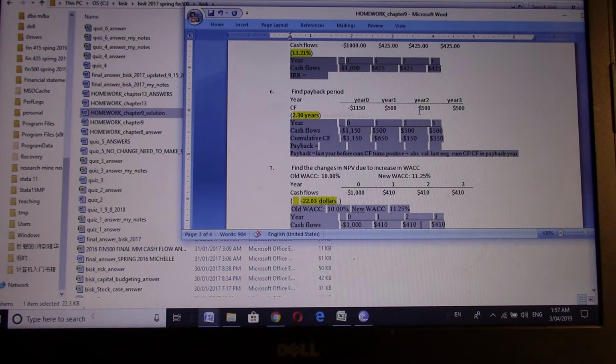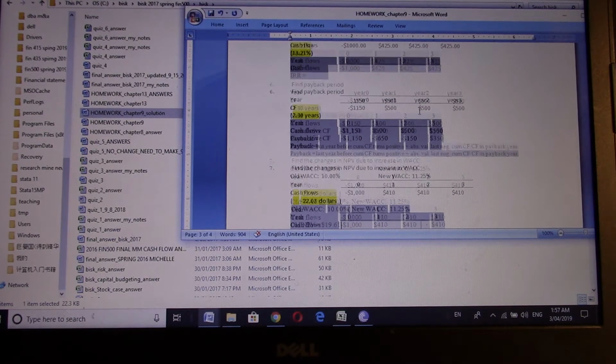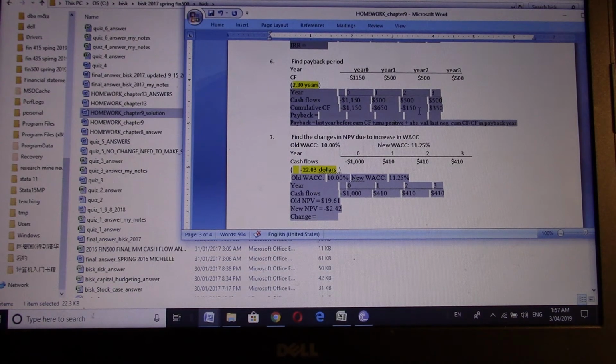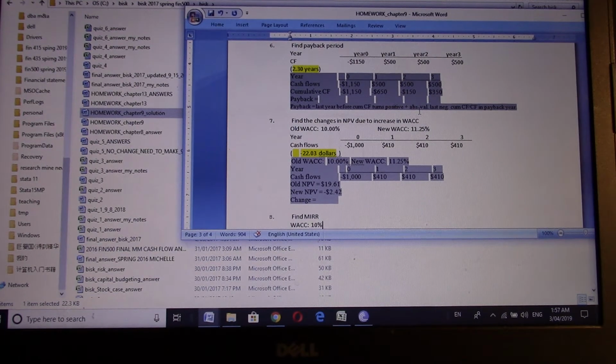Question number 7, since the WACC is changing, you will get different NPV. The question is only asking you for the differences in NPV, so I'm not going to repeat it.